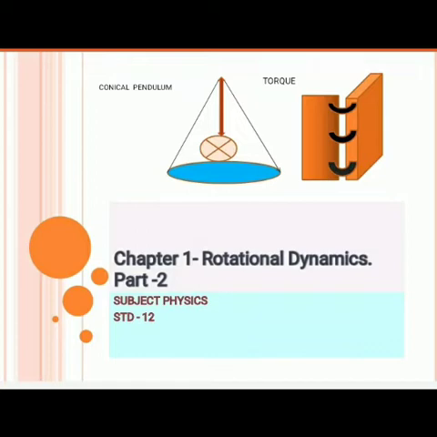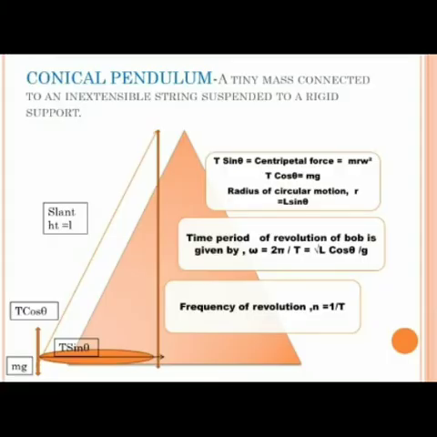A conical pendulum is a tiny mass connected to an inextensible string suspended from a rigid support. It is a simple pendulum which is given such a motion that the bob describes a horizontal circle and the string describes a cone. This is very clearly seen in the diagram given here. In the diagram, slant height is represented by small l.